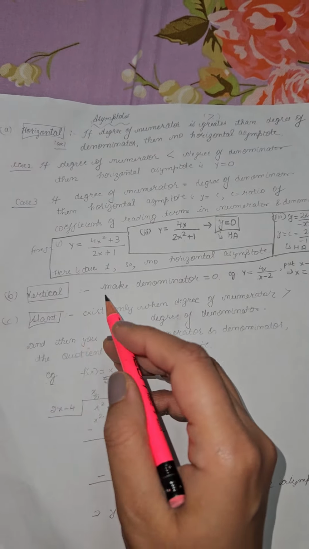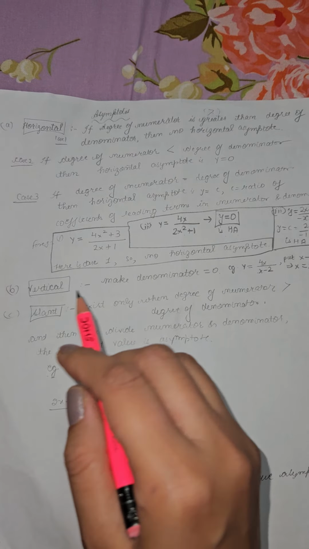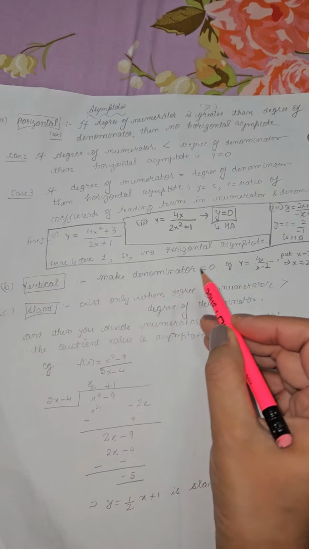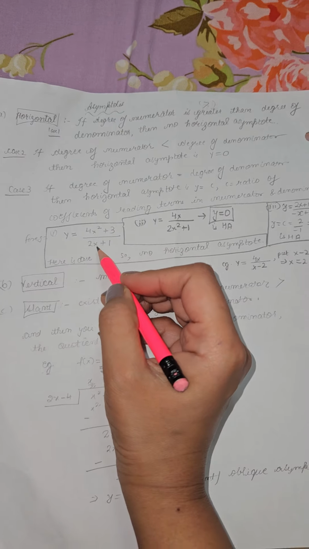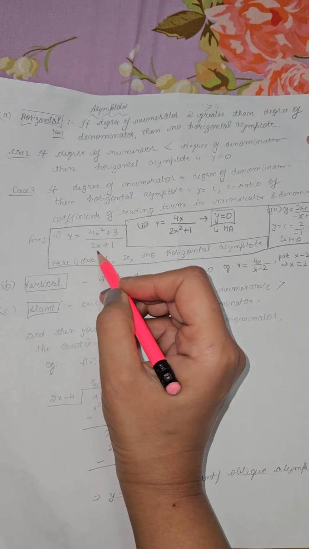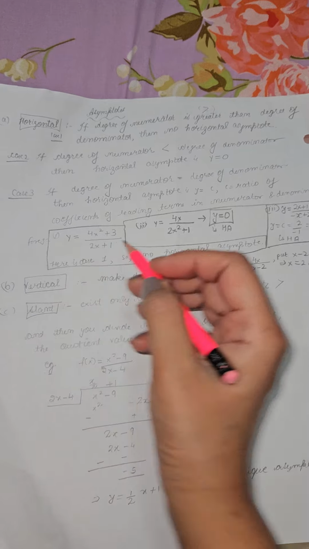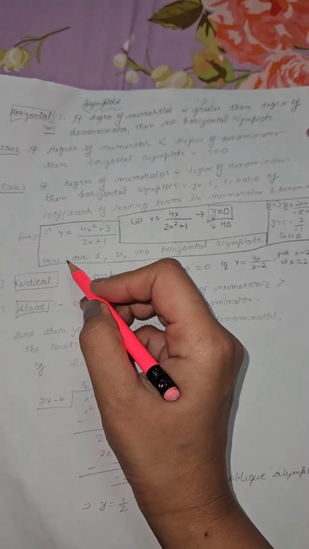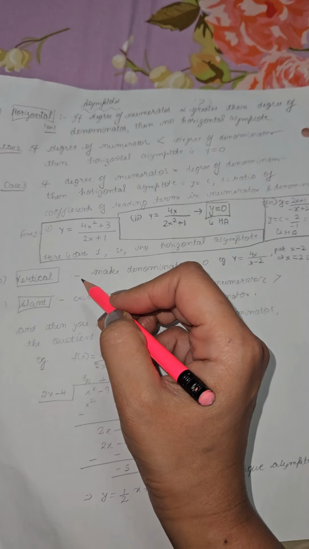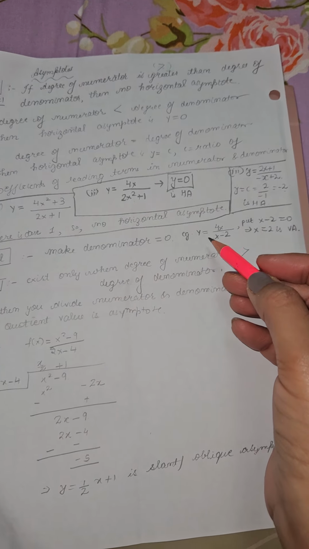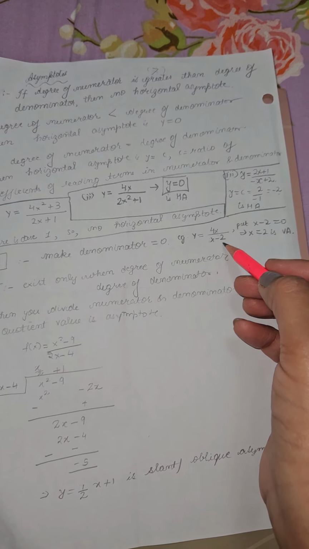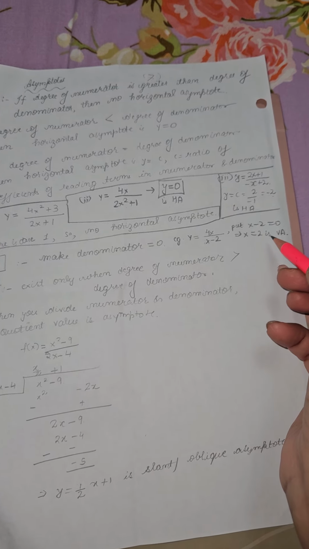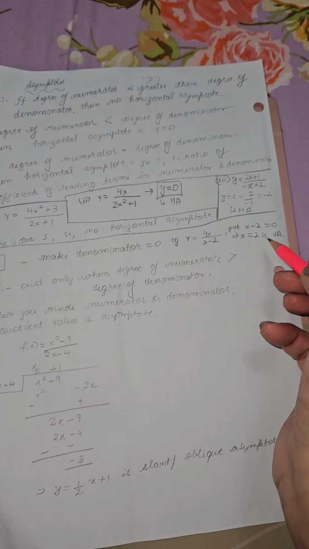Okay. Vertical asymptote has to be found by making the denominator equal to 0. For example, in this case, you have to just put the denominator equal to 0. So in this case, 2x plus 1 equals 0, that will be x equals minus 1 by 2. For example, if I see this one, y equals 4x over x minus 2, just put x minus 2 equals 0. So x equals 2. This is the vertical asymptote. Okay.